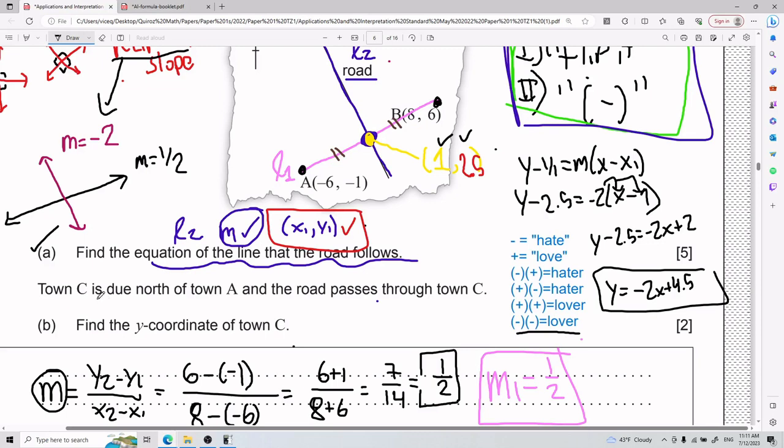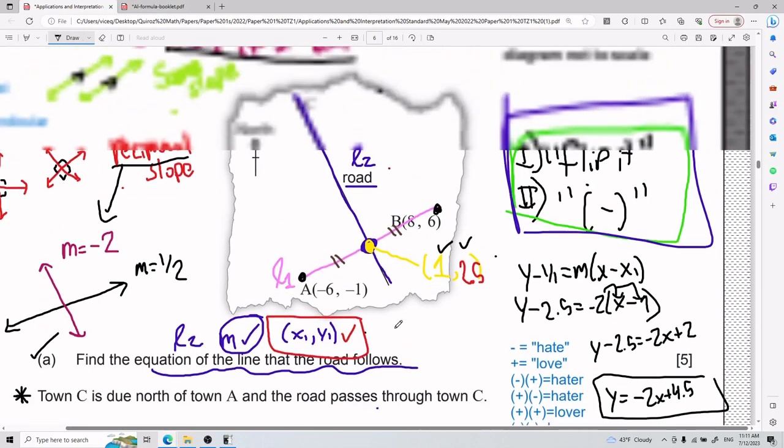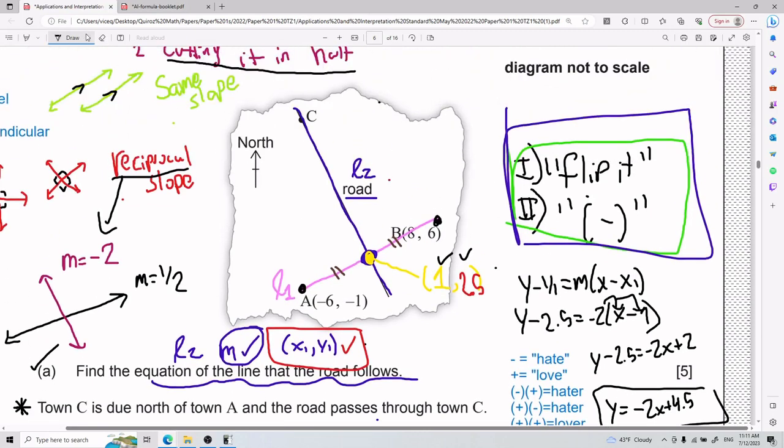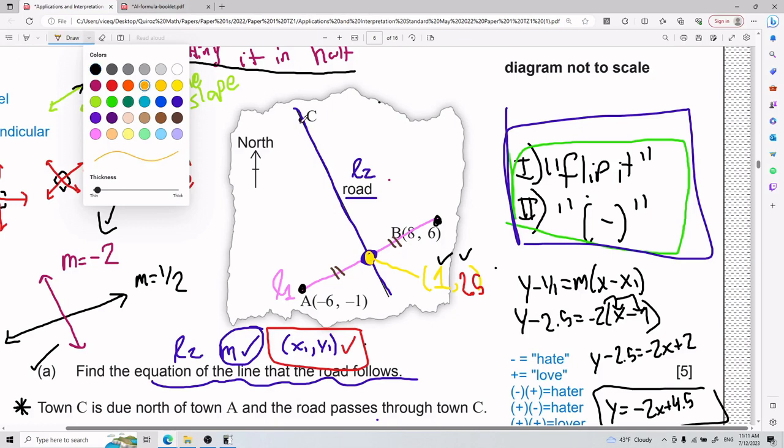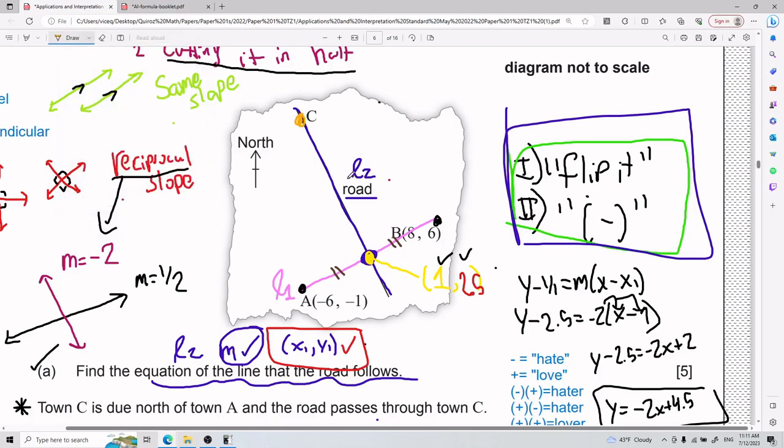Later on for part B, they tell us that town C is due north of town A and passes through town C. Find the y-coordinate of town C. And so what we need to identify here, see, is what we know about point C. So we know that point C cuts through L2, okay? So that means I can use this guy here. Okay, that is my L2. It's what I found in part A. Got it? So I can use that guy there.